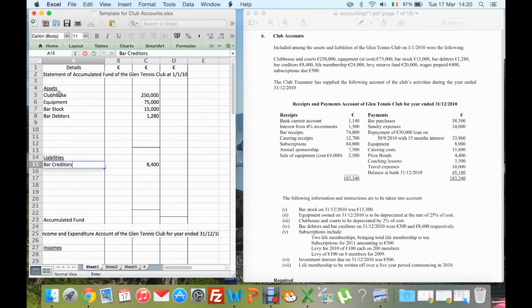Life membership 24 grand. So just so we understand, that means that people have paid us a large amount of money so that they can be members for life. So that's a liability of the club, because we will owe them service. We're not going to give them the money back. We'll owe them service for a long number of years. So that's why it's a liability.